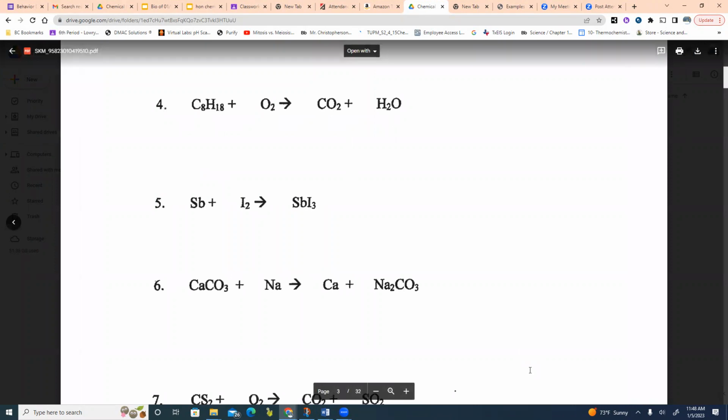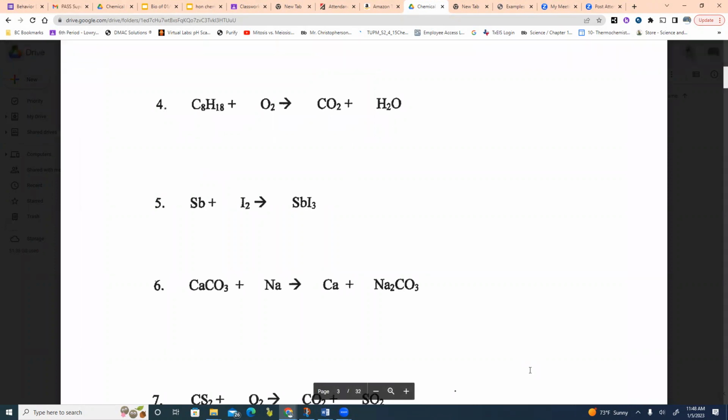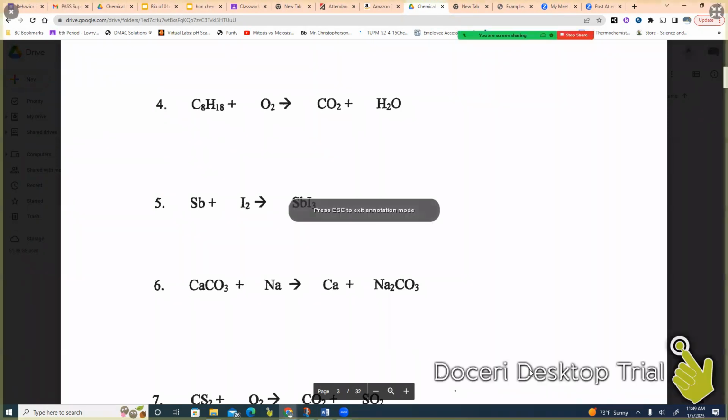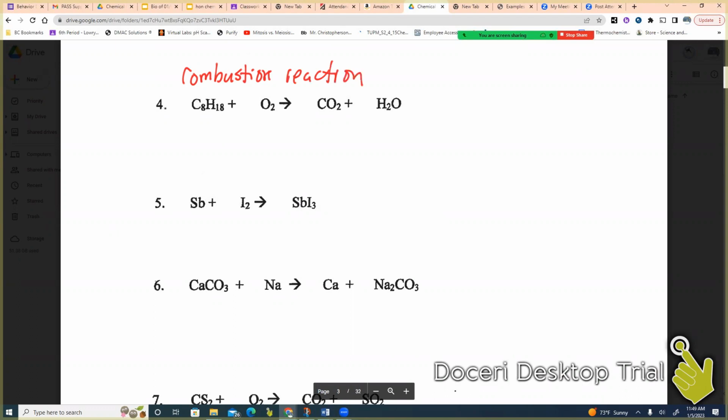It's really making me use my medical skills. All right. This type of reaction is called a combustion reaction. 5 different types, we will separate them all out. This particular type is called a combustion reaction.